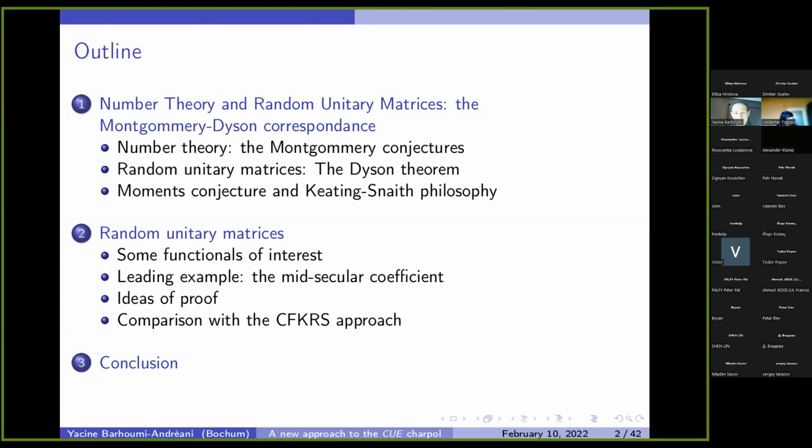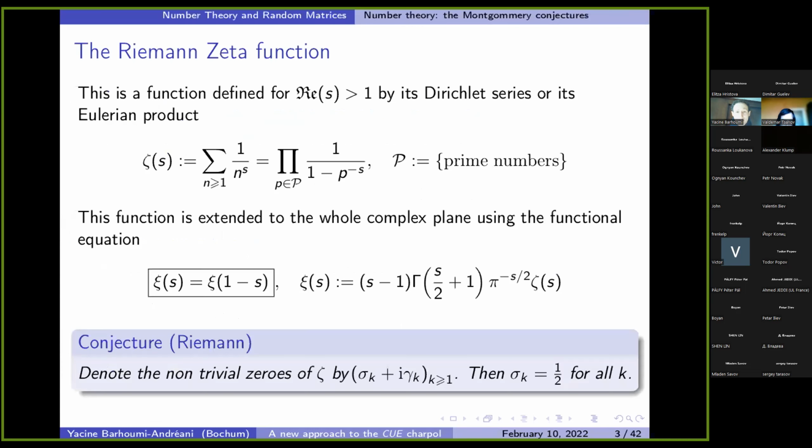So this is this big paper that I mentioned. This is slightly big, so I will give you one example, and then you can check the other theory if you want. And then finally, I will be very fast on the proofs, and I will give you some comparison with one of the main techniques of the field, which is called the CFKRS approach.